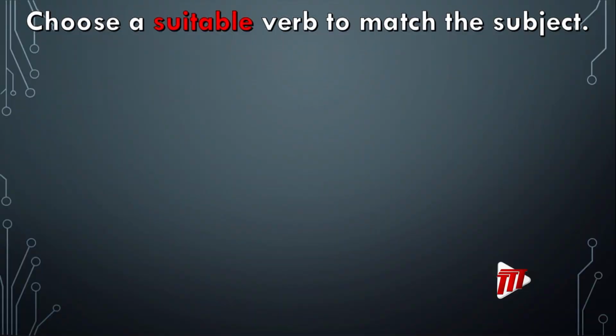Right. So now because we can identify them, we are going to try using them. So we are going to choose a suitable verb to match the subject of the sentences. So each sentence will have both options, both singular and plural. And you get to pick which one will go with the subject of that sentence. Let's go.